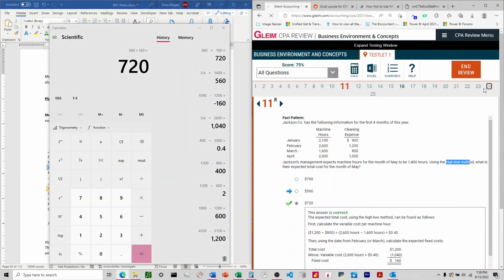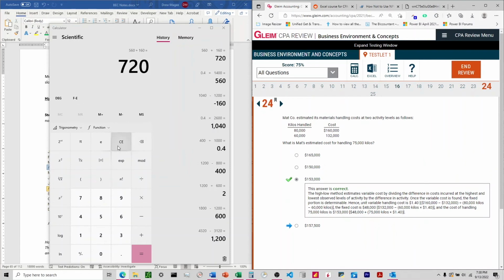All right, so let's finish this up with 24 over here. You can see this made this pretty easy because we don't have anything to choose in step 1. We just simply have these 2 right here. You can see it doesn't necessarily state high-low here, though, so we've got to be alert for that. It just says estimated cost.